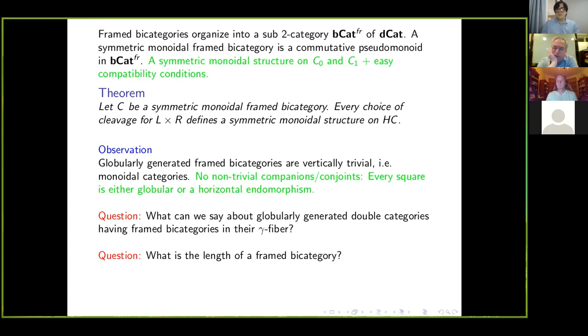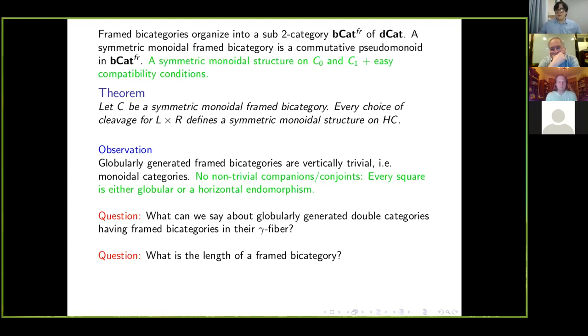And finally, what is the length of a frame bicategory? This length function just tells you how difficult the globularly generated piece of a double category is. And so we're interested in frame bicategories. We can define the length of a frame bicategory by its globularly generated piece.